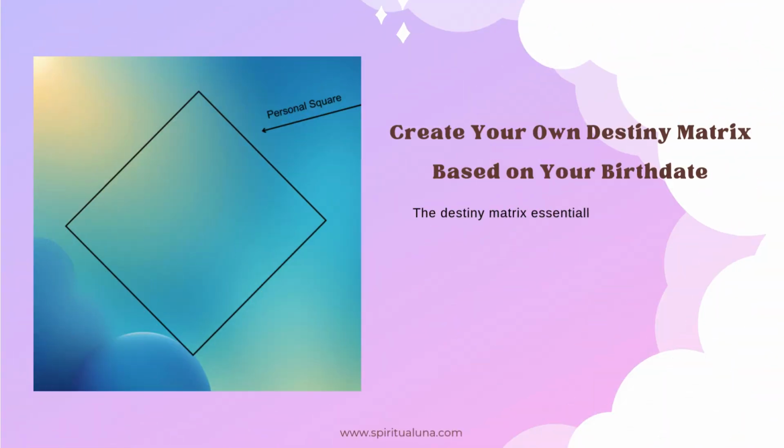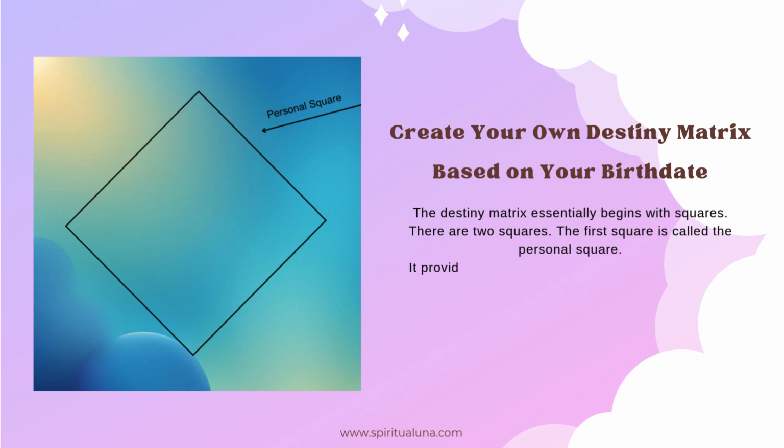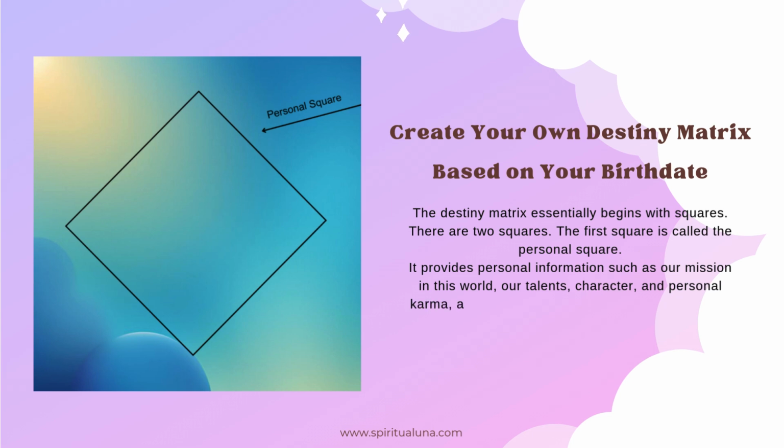Create your own destiny matrix based on your birth date. The destiny matrix essentially begins with squares. There are 2 squares. The first square is called the personal square. It provides personal information such as our mission in this world, our talents, character, and personal karma, and is the part we should focus on the most.